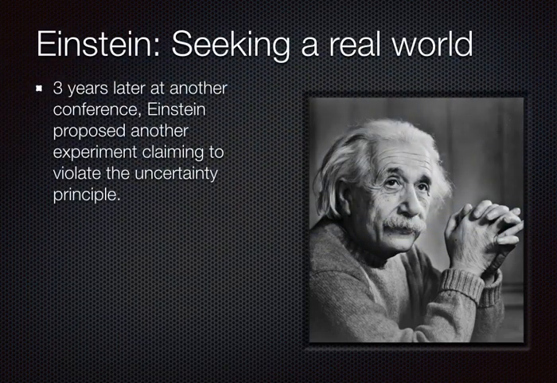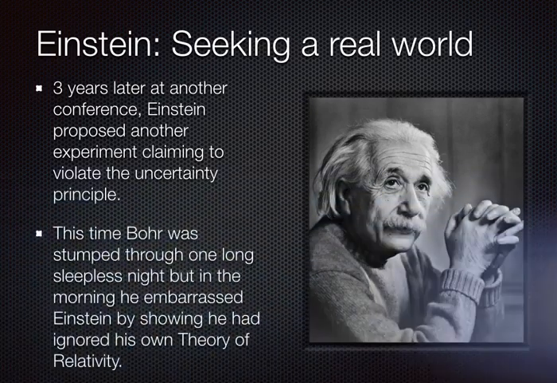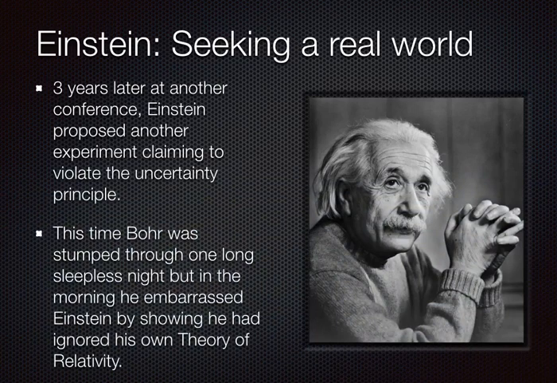Three years later, at another conference, Einstein proposed another experiment claiming to violate the uncertainty principle. So this is the next time they come together. Once again, Einstein's trying to come at Bohr. Now it's not just a matter of fact. Now Einstein's really thinking about this. This time, Bohr was stumped through one long sleepless night. But in the morning, he embarrassed Einstein again by showing that he had ignored his own theory of relativity.